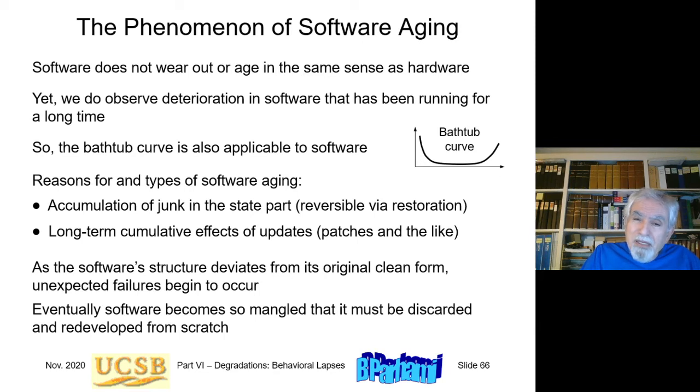All these patches will make the software behave unreliably. And therefore, you may want to go with a clean implementation from the beginning. And sometimes software vendors actually do that. They issue a completely new version of the software in which basically they re-implement many parts so that all those patches are not needed anymore. So this is the sense in which software ages: accumulation of junk and also cumulative effect of patches and updates.